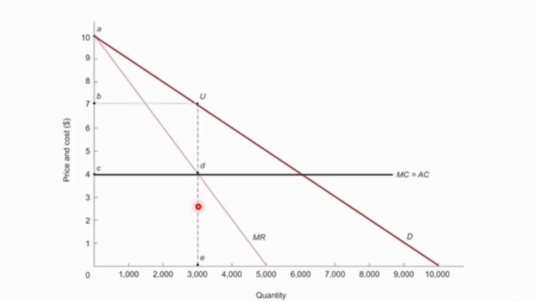You just figure out where that marginal revenue and marginal cost intersect. Here at point D, that determines your quantity for you. You follow that up to this point U and figure out that your profit maximizing price will be $7. And that was pretty straightforward.